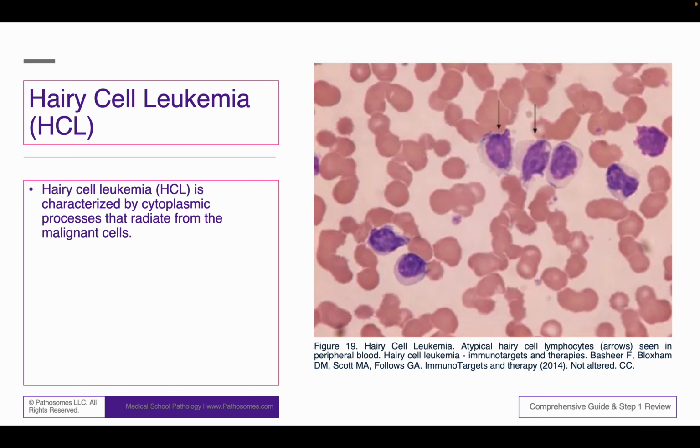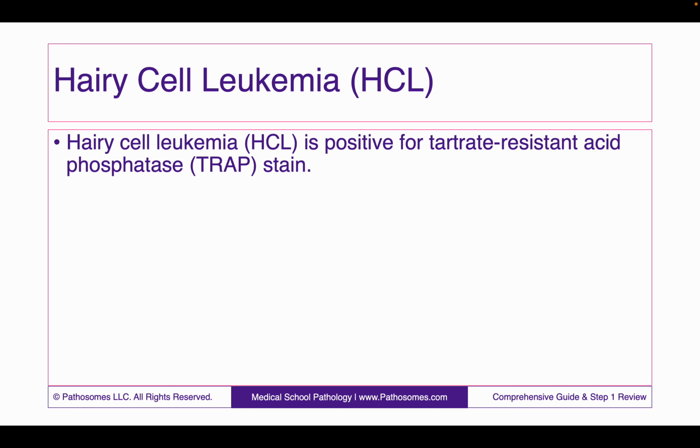Now we're going to move on to hairy cell leukemia. Hairy cell leukemia is characterized by cytoplasmic processes that radiate from the malignant cells. You can see here, and there will be other images that are a bit easier to tell, but guess what? Sometimes life isn't that easy. Sometimes you gotta really look hard and have certain conditions and diseases on your differential, because in real life, diseases don't read the book. But fortunately, we can talk about it more.